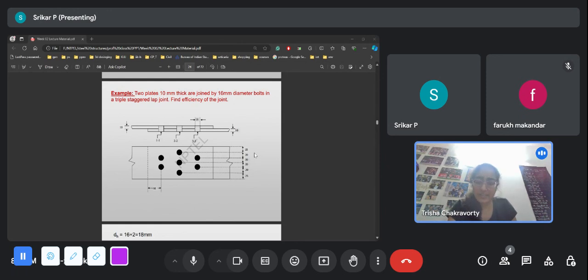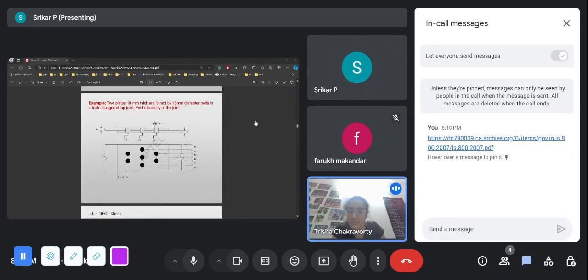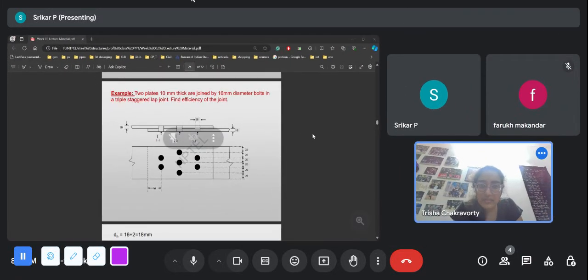And I sent a link of the PDF of IS 800. Do you have the sectional steel book, SP6? I think you should have both of these, the IS 800 and SP6, which gives the section details. Okay, then. We'll meet again next class.